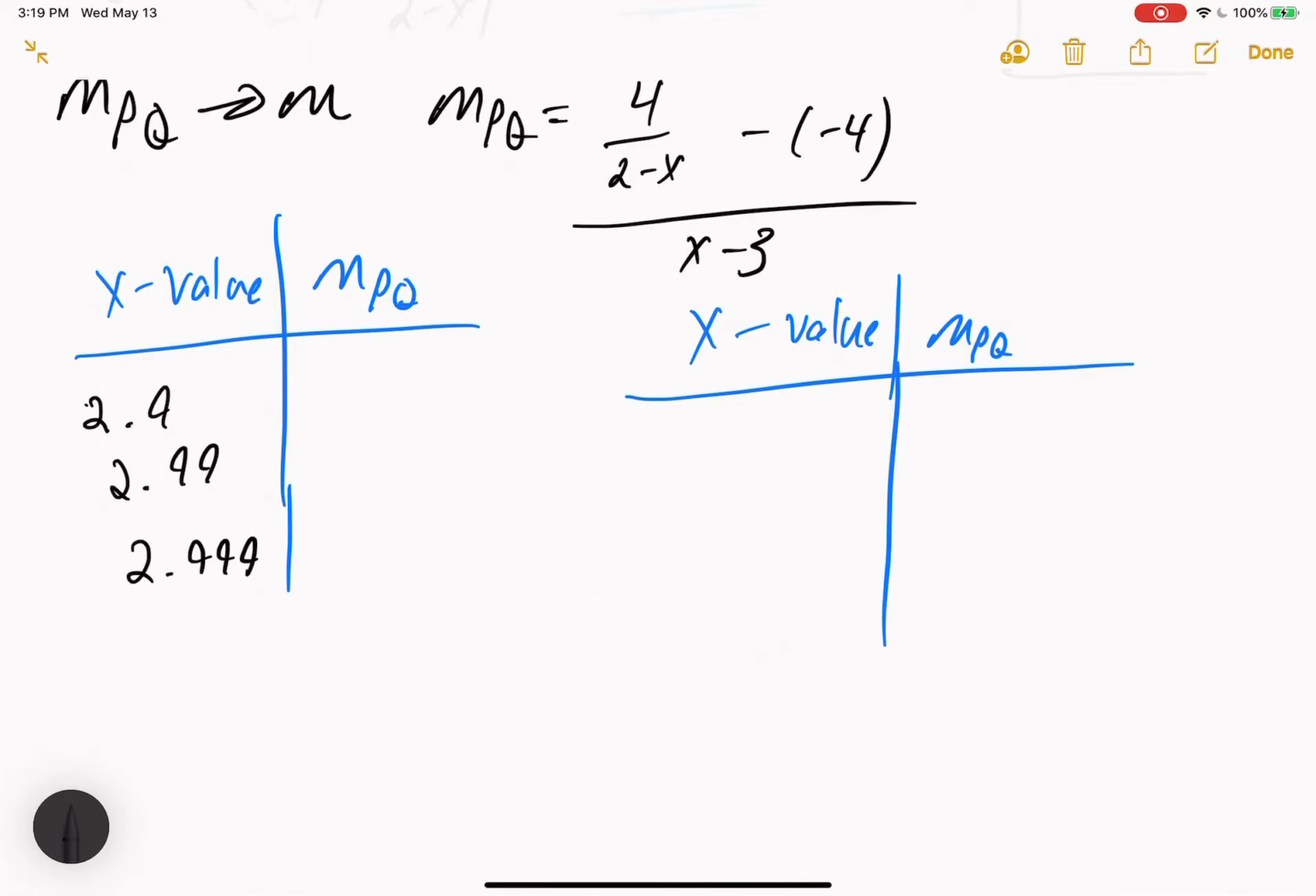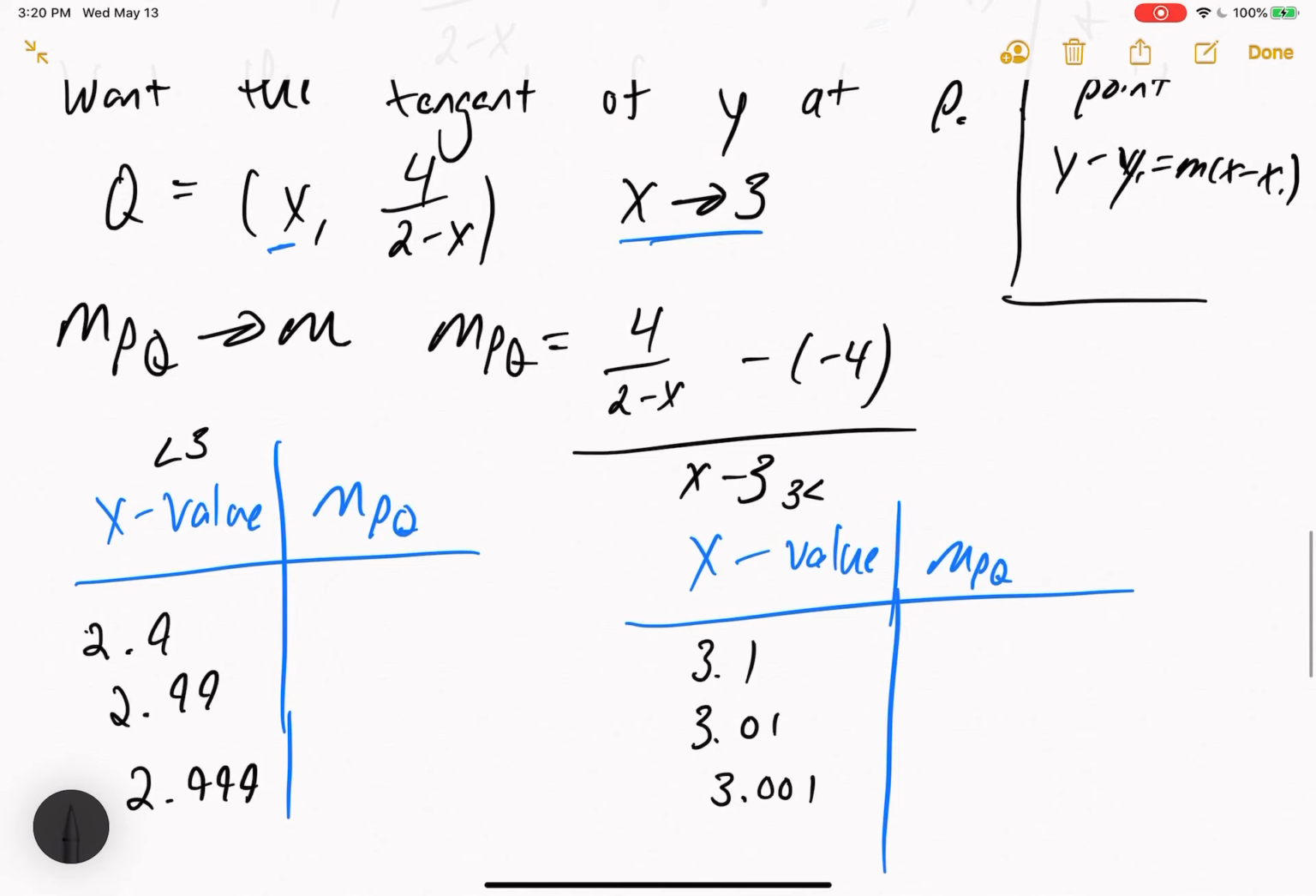2.999. We can do this as much as we want, but the idea here is to get the sense that as we get closer to 3, mpq will get closer to m, the slope of the tangent line. This will be for values less than 3, so here is less than 3. And here will be greater than 3. That's just an idea of how we're approaching it. So this will be 3.1, 3.01, 3.001. We can take these x values and plug them in right here.